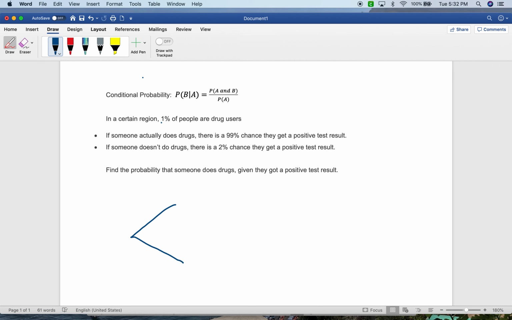So first off, we have 1% of people are drug users. So either you're a drug user or you're not a drug user. So I'll just call that D, and we'll say not D. 1% gives us 0.01, so 0.01 drug users. If 1% of people are drug users, that means 99% of people are not drug users, so 0.99.